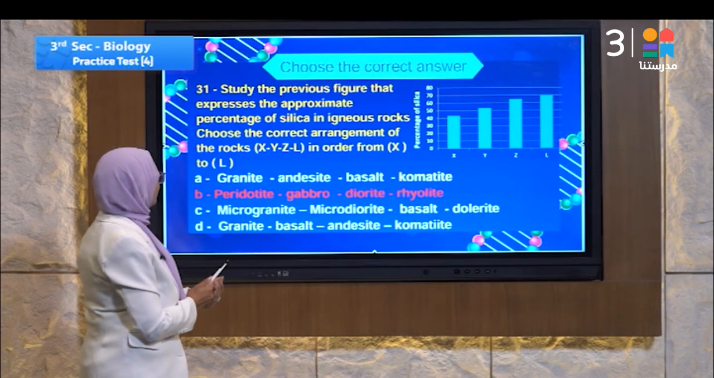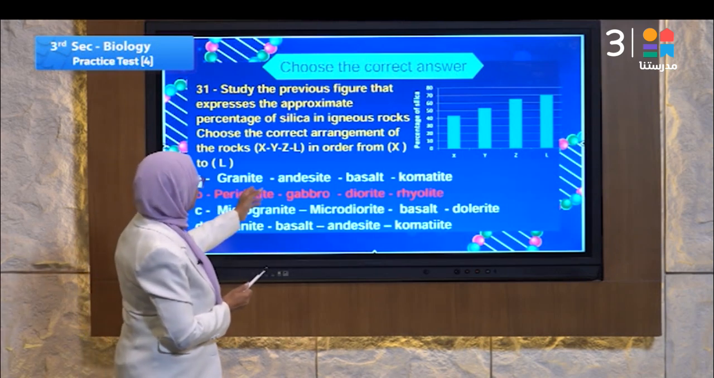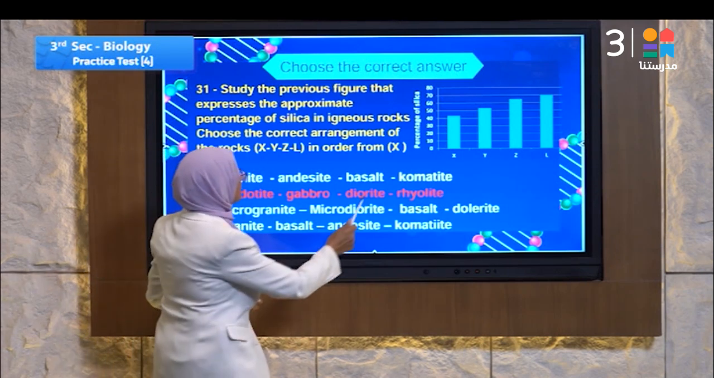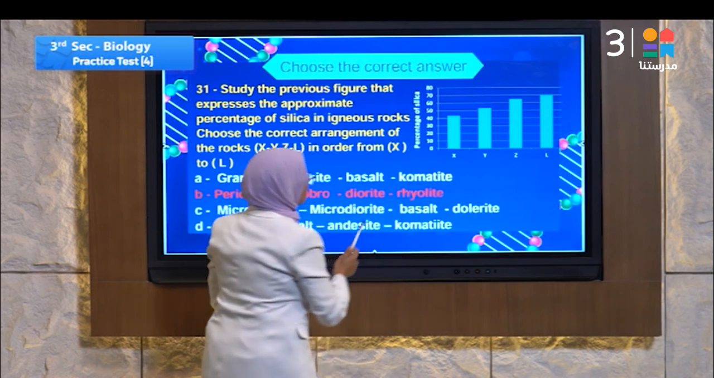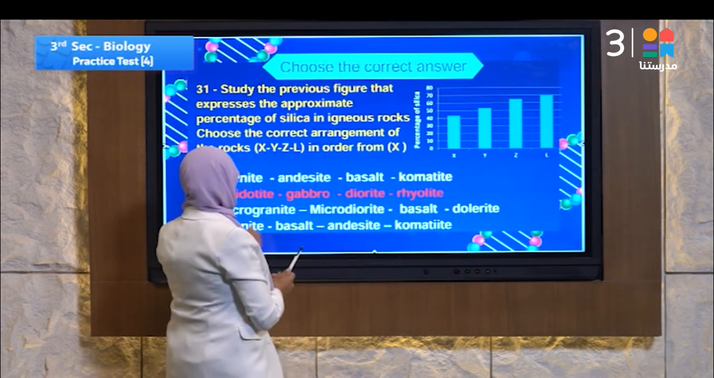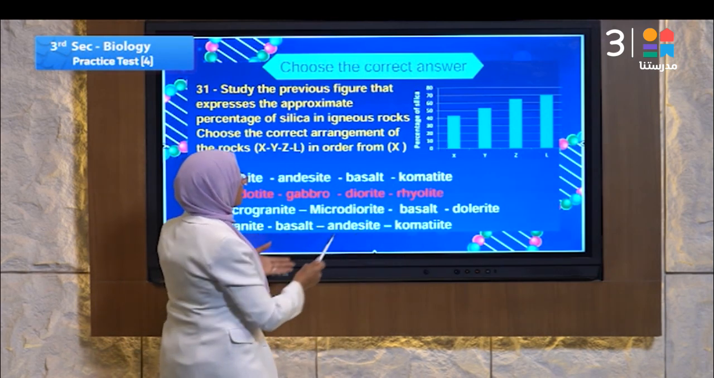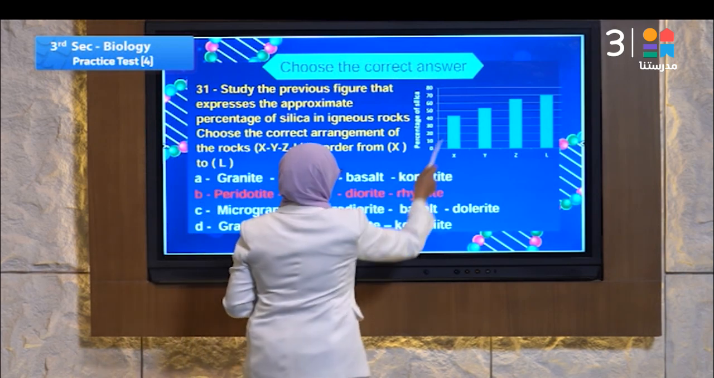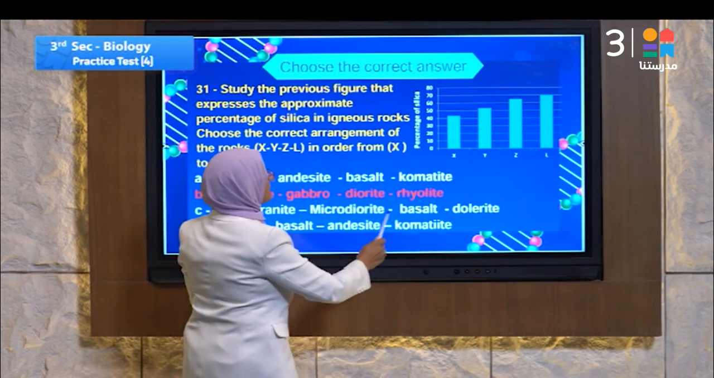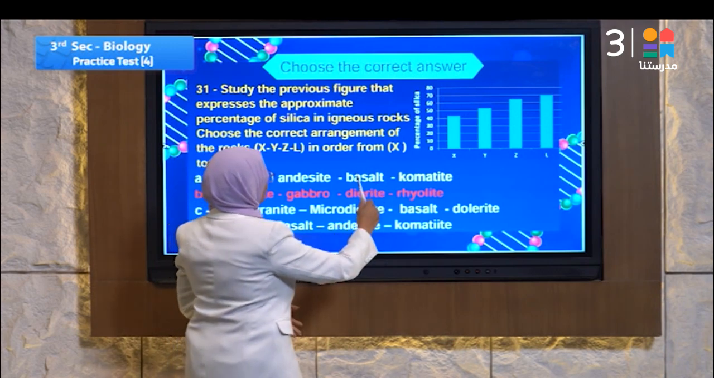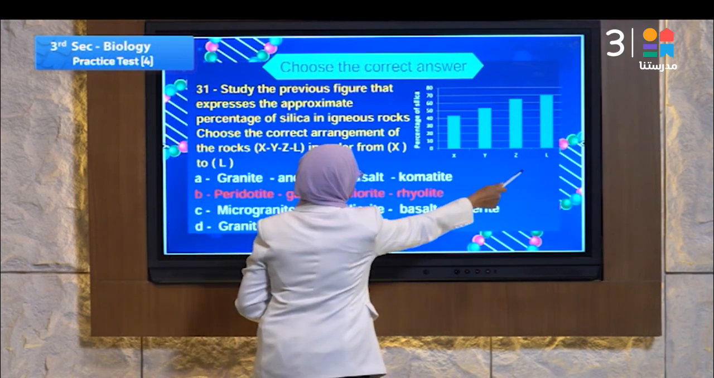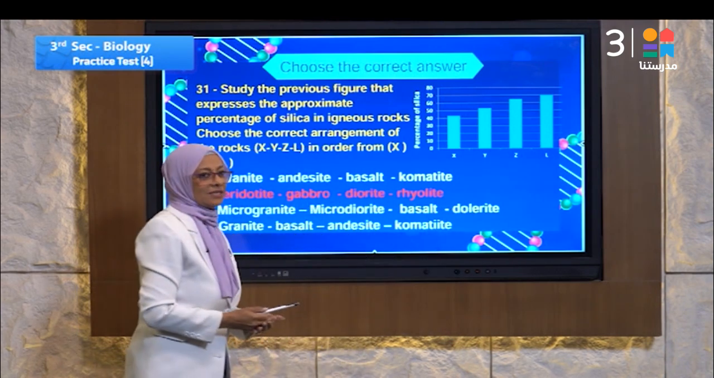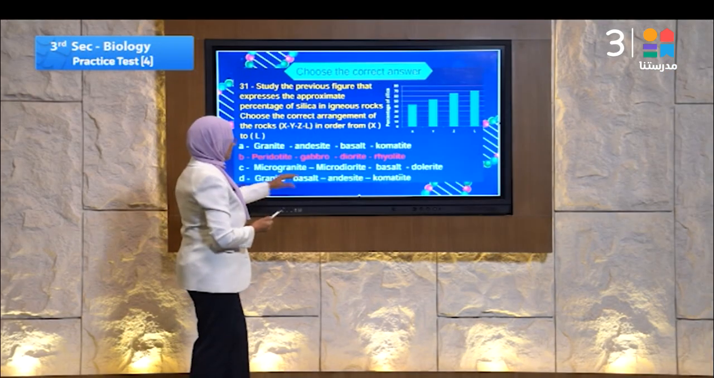The answer: peridotite has the lowest percentage of silica. Gabbro has increased silica. Diorite has more, and the largest ratio of silica is in rhyolite. It's number B. So the answer must be number B.